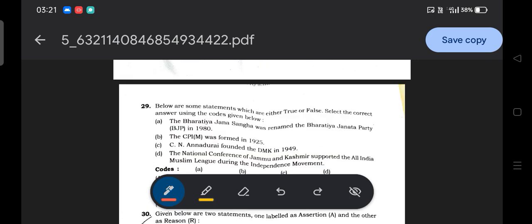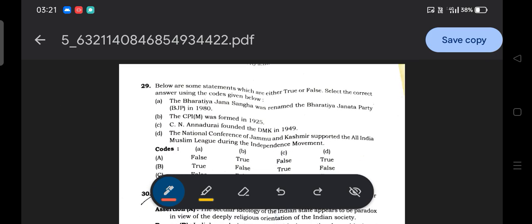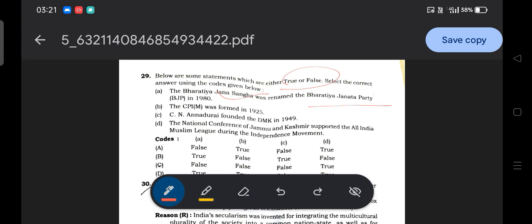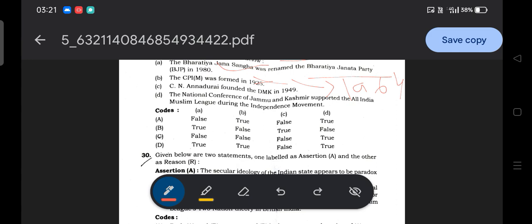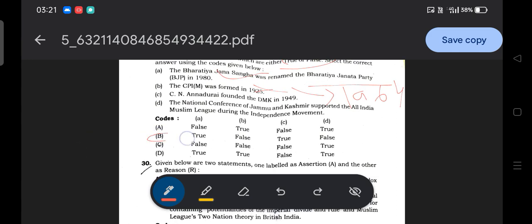So next question in front of you. Again, a true and false type question. Option A: BJS was renamed BJP in 1988. Option B: CPI Marxist was formed in 1925. Can anyone tell me this answer? CPI Marxist was formed in 1964. Okay, not 1960, not 1925. Then accordingly you can see the answer. So option B is appropriate here.